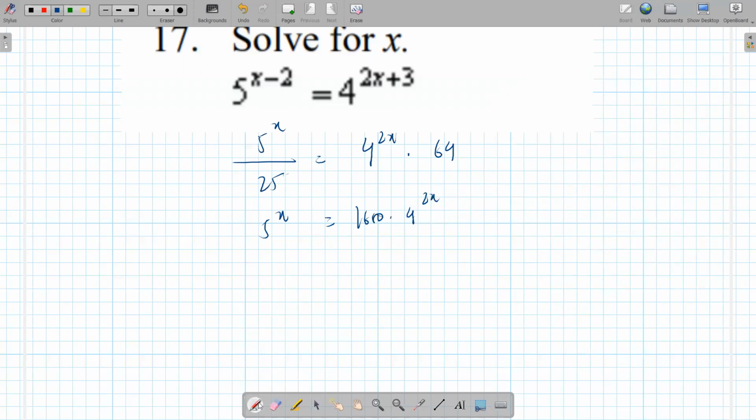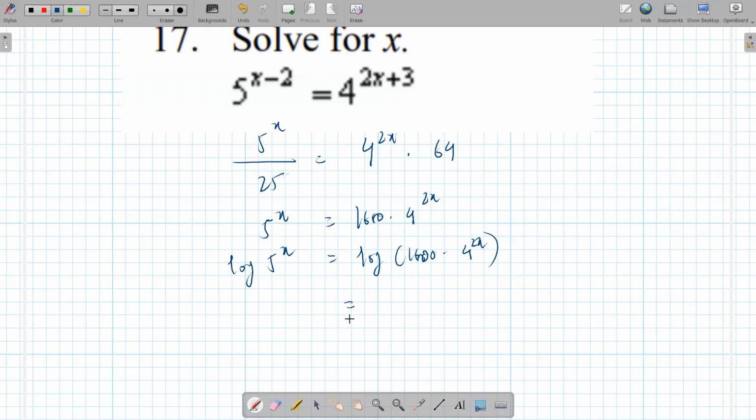What do we do from here? Can you divide the 4 to the power of 2x on both sides? Let's see if that would help us. It won't really help us because there's a different base here. If this was a 4, yeah, we would do that, but here we have a 5. So we can just take a log on both sides. Okay? So we have a log of 5 to the power of x equals log of 1600 times 4 to the power of 2x.